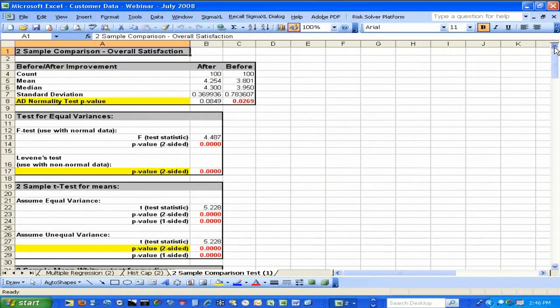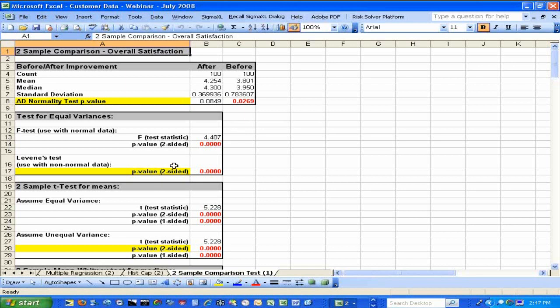Before, I had a mean SAT score of 3.8. After, I had a mean SAT score of 4.2. Before, I had a standard deviation of 0.8. After, I had a standard deviation of 0.4. So it looks like, one, the mean SAT score has been increased and the variability has been reduced. So that's very important. We're not just interested in averages. We're also interested in reducing variation.